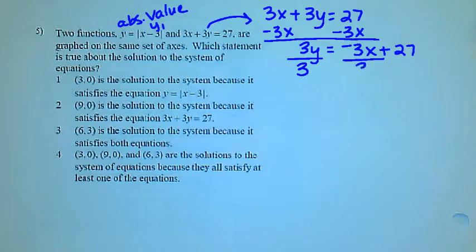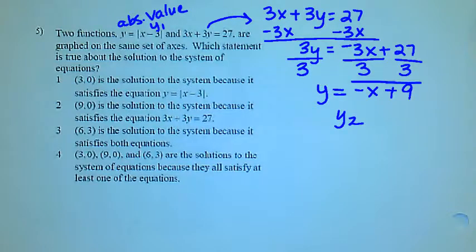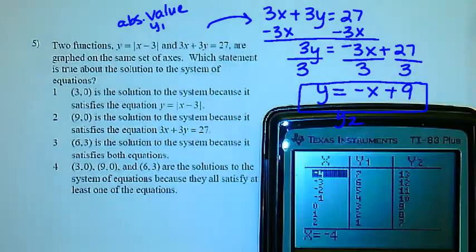Remember, I told you those earlier chapters are not going away. So here's where we practice. I get negative x plus 9. That's going to be my y2. What I want to know is, first I'm going to look at where they intersect. But really, first I would like to put these in my calculator. So go ahead and put those in your calculator.